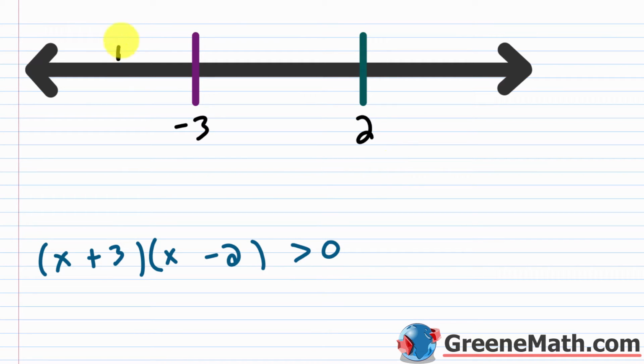So I like to label this as region A, B, and C. Region A is anything less than -3. B is between -3 and 2, and C is greater than 2. So just pick a value in that region. Okay, it can't be the critical value itself.